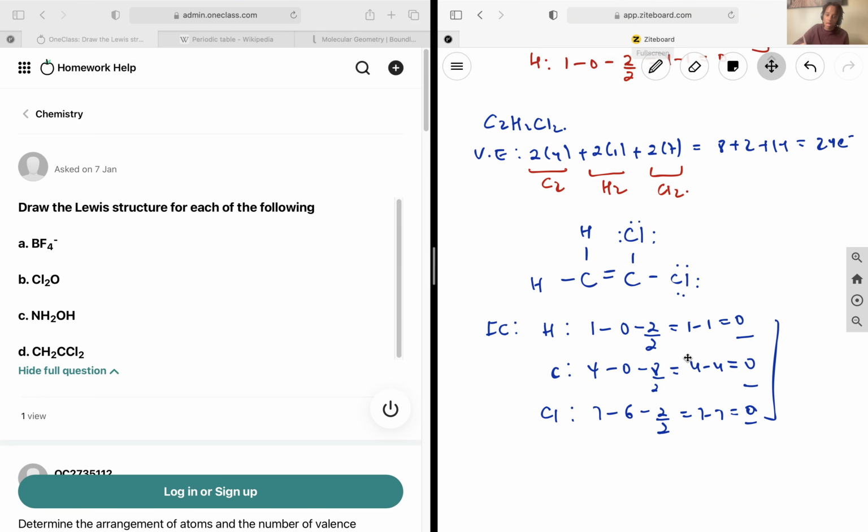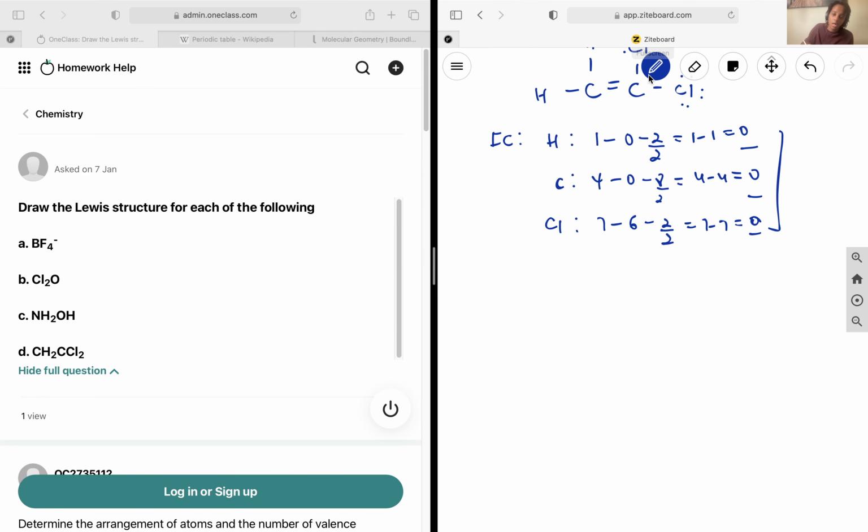If we'd like to be a little more correct, we can write it in a way where its geometry would be reflected. And so we can write it out like that. And that is going to be your final answer with the octet on the chlorines.